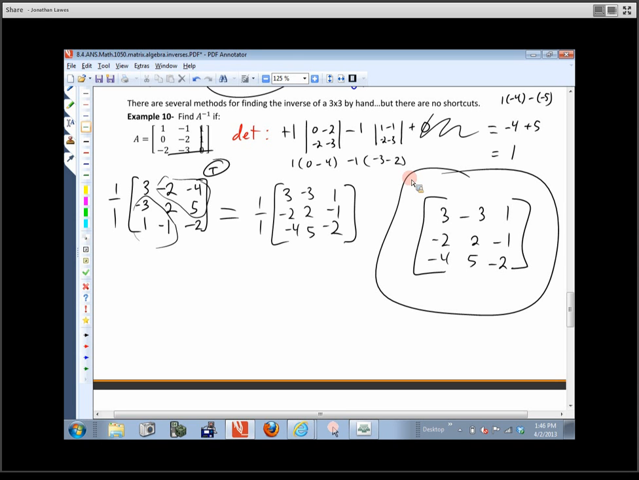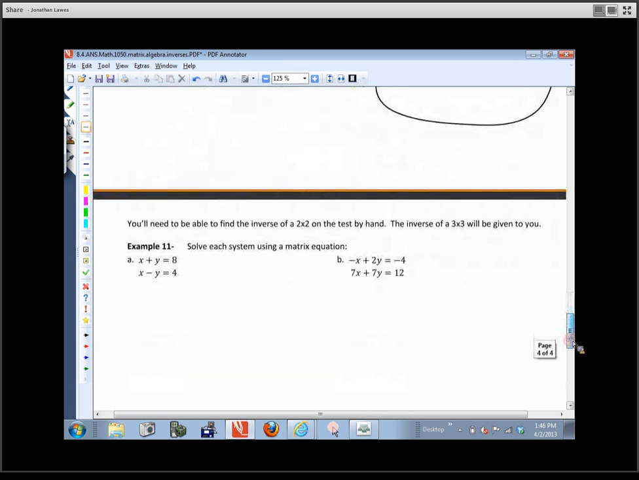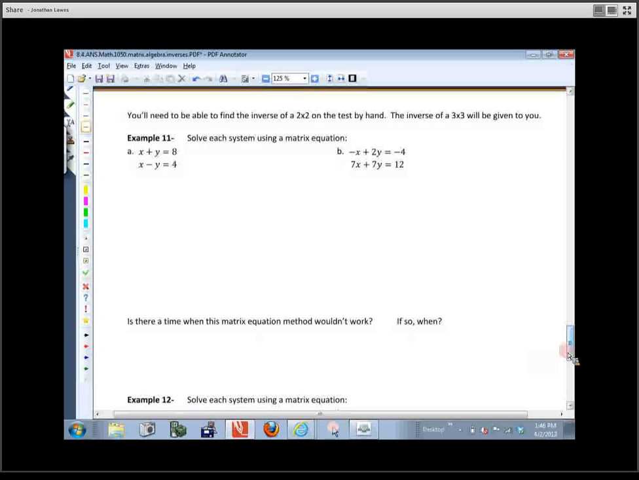I would at least take a look at the book and look at how they show how to find the inverse of a 3 by 3. It's a huge pain.